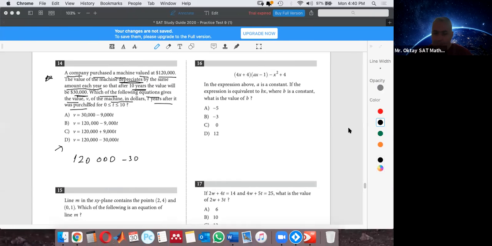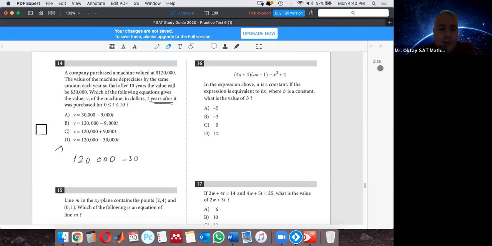So let's go back. After 10 years, the value will be 30,000, by the same amount each year. Which of the following equations gives the value V of the machine in dollars, T years after it was purchased? So in each year, 10 years, the value will, okay, I'm confused, guys. Let me clean this. I'm confused now. One minute.